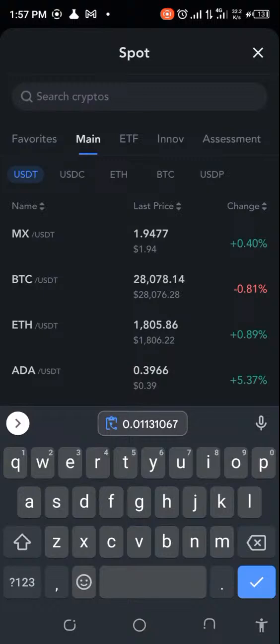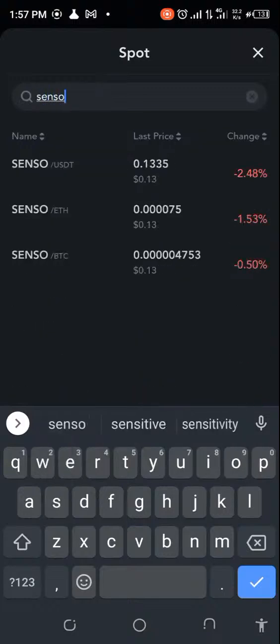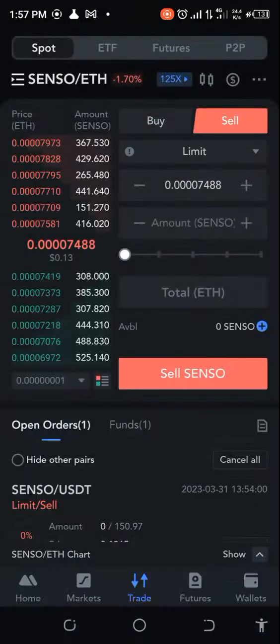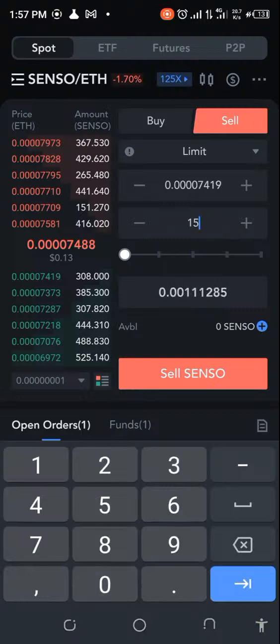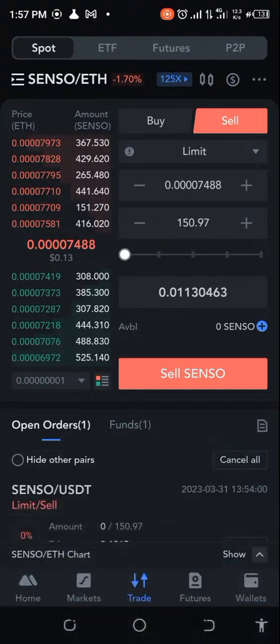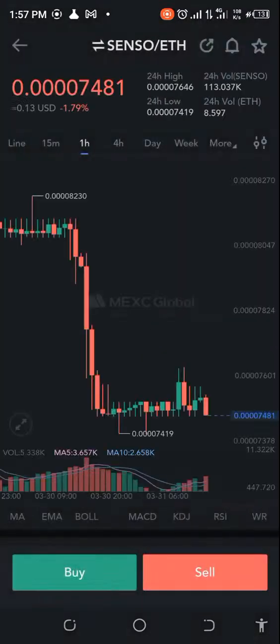Let's just quickly do this. I'm just going to put the Senso and see whether I'm going to be able to quickly make back my money. So what I have here is, if I pick this 7419 and I put 150.97, no, no. I don't think I want to do that, because if I tapped here, it's going to give me this. But even with that, I can see that it's actually going low. So because of that, I don't think it's a risk I want to take.